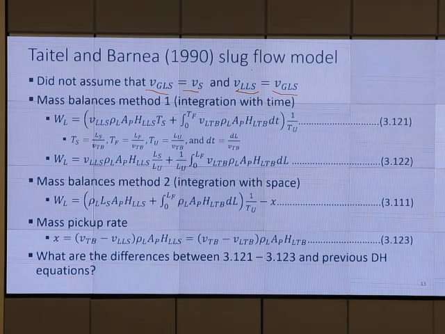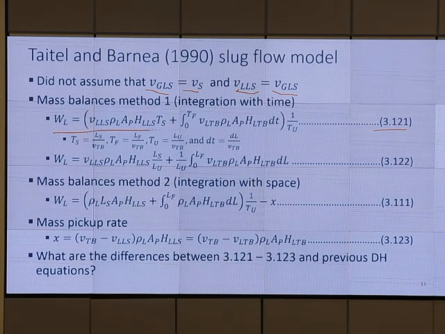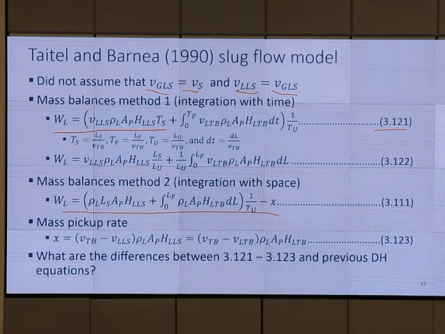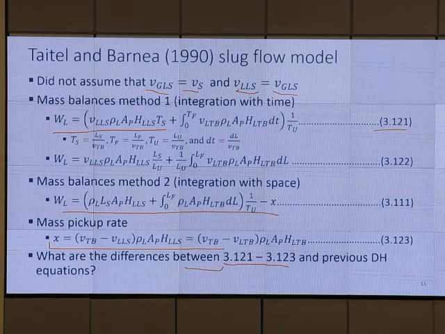Okay, let's take a look at the equations in your book for Tatabani. We have WL, mass balance, and we have another kind of mass balance, mass balance method 2, and mass pickup rate. Okay. What are the differences between 3.121 to 3.123 and the previous equations in the Dr. Hubbard model? They are the same? Yes.